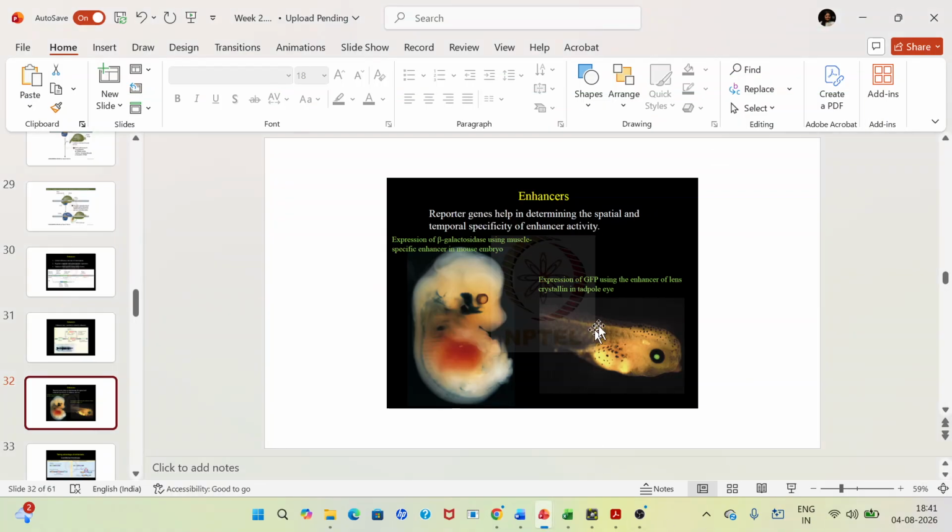So, expression of beta galactosidase using a muscle specific enhancer in mouse embryo. This was one of the examples. Another is the expression of GFP using the enhancer of lens crystallin in tadpole. If you can see this green light, this is because of the GFP. GFP is obviously normally not present in the tadpole's eye, but it was first added there as a reporter gene so that we can understand the working of the enhancer in that particular gene.